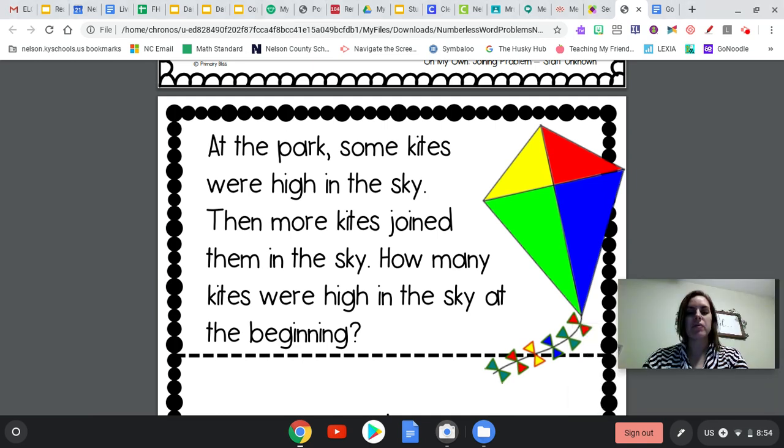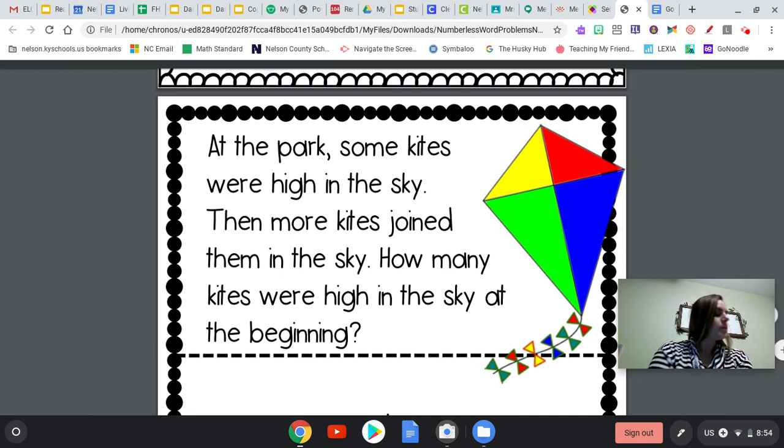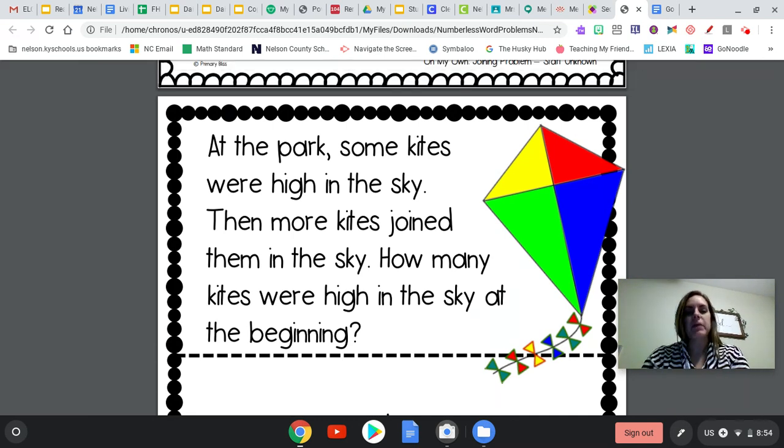Today for Word Wednesday, our numberless word problem is going to be about flying kites because I actually flew a kite today because it was so windy outside, and we're going to call it Windy Wednesday. As parents, just remind you that the numberless word problem gets all the kids involved and excited and to have some input on the word problem.